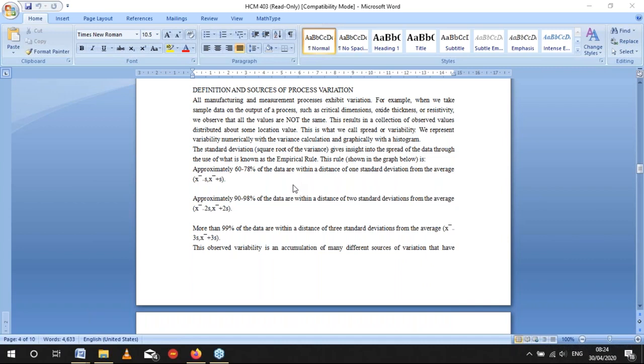We have different classes of variation. Number one, we have controlled variation, and we have uncontrolled variation. There are two types of variation that I want to make mention of now, and I want to define them.